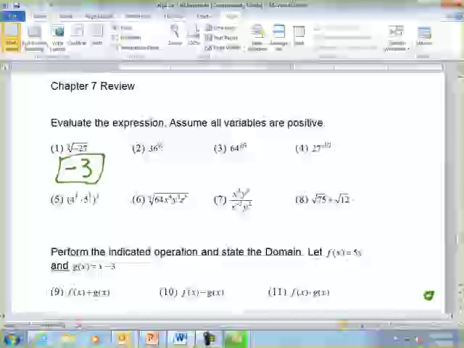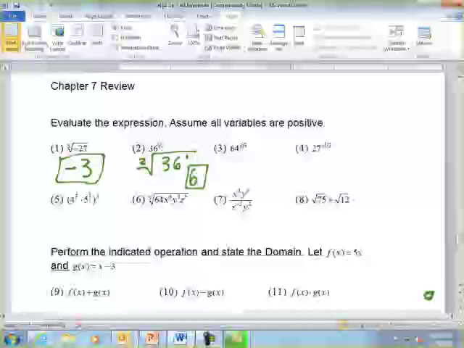Second one has a fraction exponent. How do we rewrite a fraction exponent to evaluate it? Yep, the bottom is a root, so it gives us a square root, and the top is a power, so 36 to the first. What is the square root of 36 to the first? 6. The square root of 36 is 6. So that's asking what times itself is 36, and then to the first power, which doesn't change it.